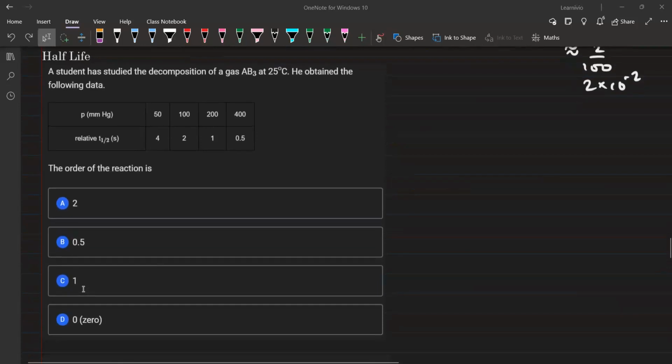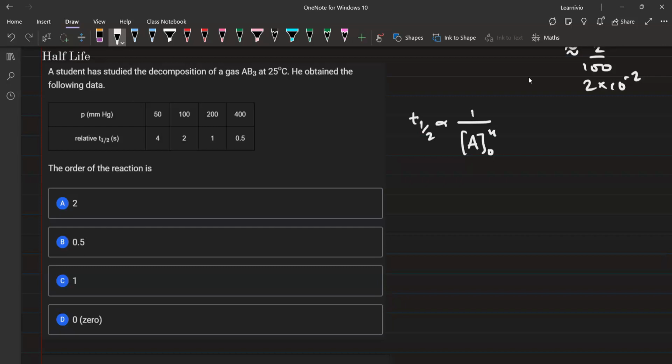I'll try this. A student has studied the decomposition of a gas AB3 at 25 degrees Celsius. He obtained the following data. It is at different pressure, that means different initial concentration, and then you are having the T half. We have the formula now. T half is proportional to 1 upon a naught to the power n minus 1.